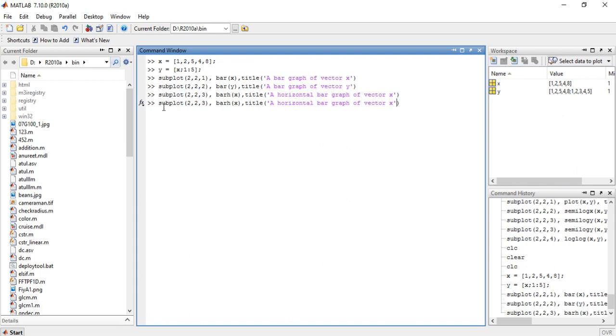So for that, this is my fourth figure, and here I am going to draw the pie chart. So I am using the command pie of x and going to give the title as a pie chart of vector x.